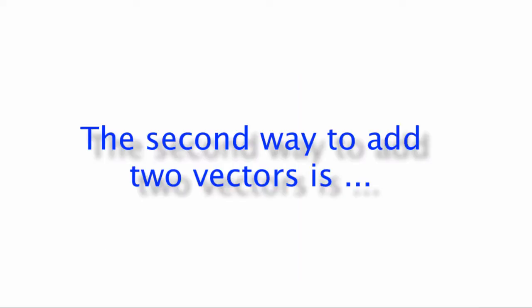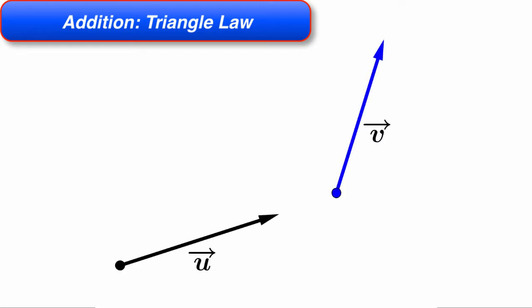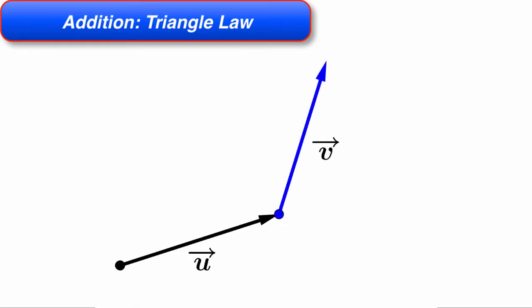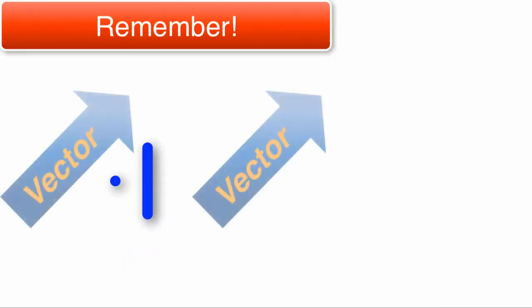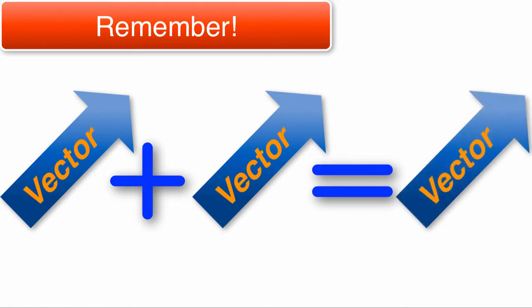The second way is more straightforward. It is called the triangle law. Again, starting with the two mentioned vectors u and v, this time we bring the initial point of vector v to the terminal point of vector u. U plus v is the vector starting at the initial point of u and ending at the terminal point of v. Remember that addition of two vectors always results in another vector.